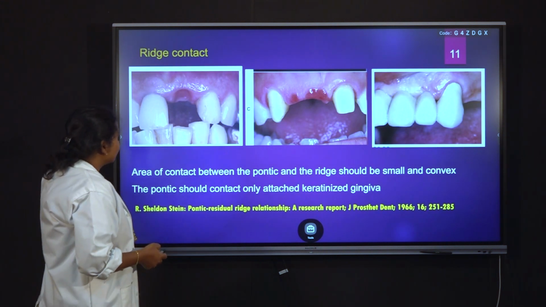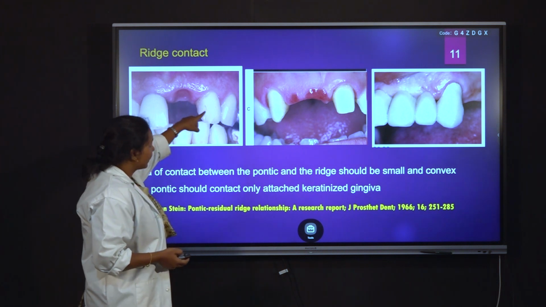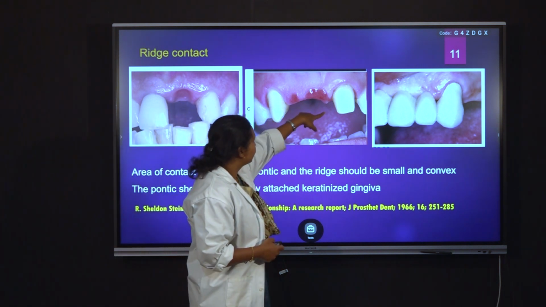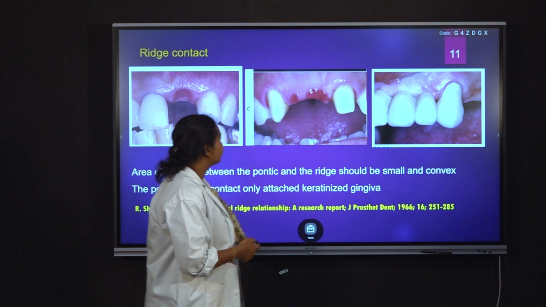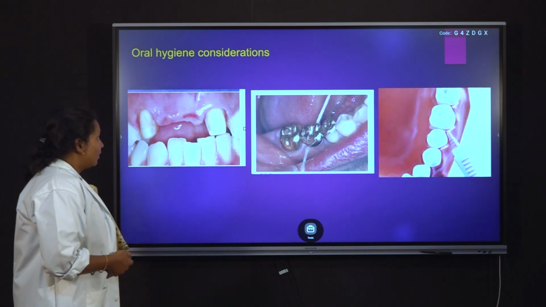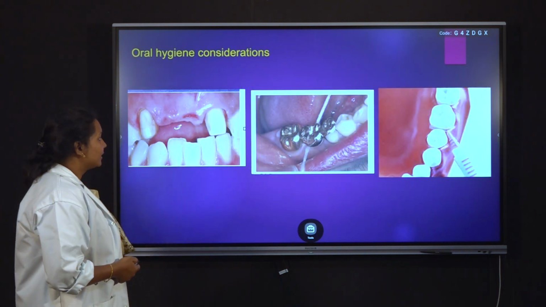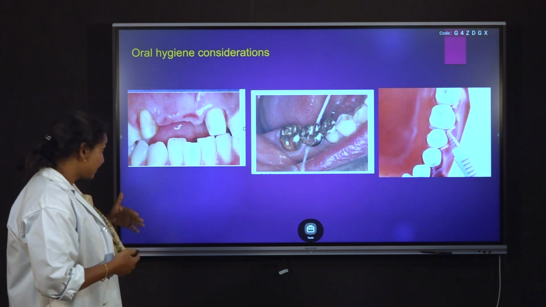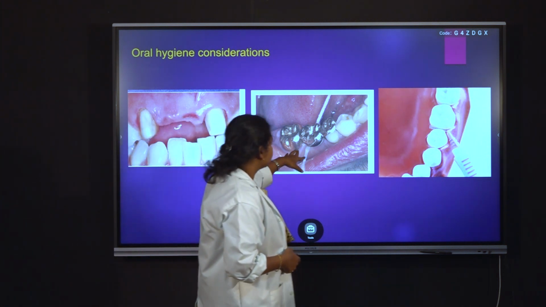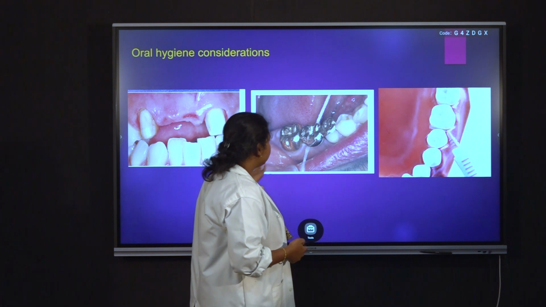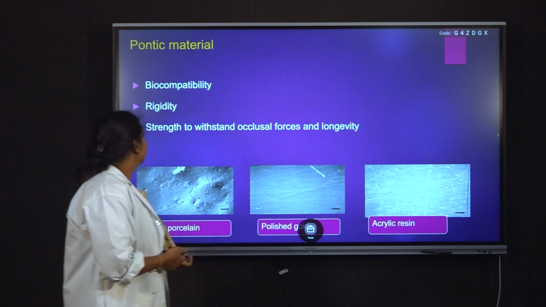Next, ridge contact. See this picture. If you are giving full contact with the ridge, there will be hyperplasia of the tissues and ulceration of the tissue. The patient should be able to clean easily, which means our Pontic should be self-cleansable such that the patient easily cleans that surface.